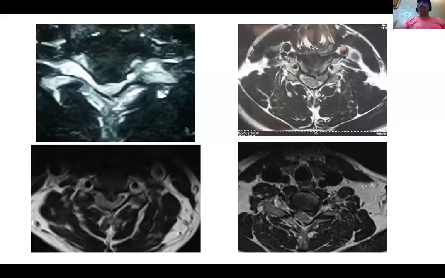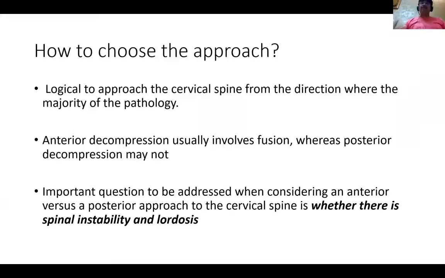So how to choose the approach? This is very, very important. It is very logical to approach the cervical spine from the direction where the majority of pathology is. Anterior decompression can be done, as I showed you in previous cases, but usually it involves fusion. That's a major drawback. The posterior approach, however, does not require fusion. It can stand alone with only decompression. The important question to be addressed when considering an approach, whether anterior or posterior, is whether you are dealing with spinal instability and how the cervical lordosis is.